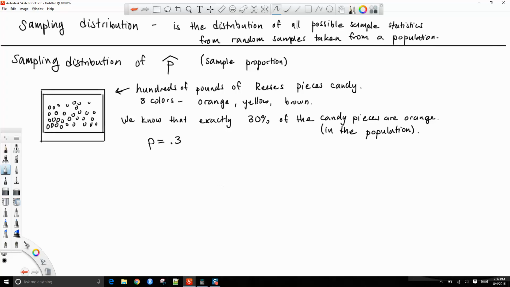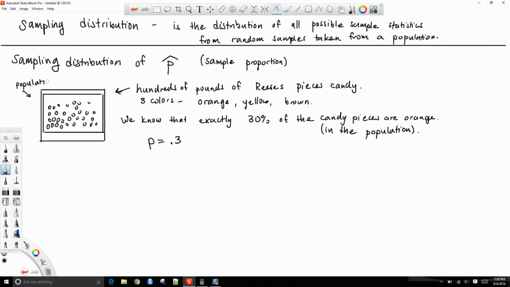So you're going to do 2 samples? Because what I understood, the whole pounds of candy are already sampled, no? This is going to represent our population. We're going to say this is going to represent a population of candy.